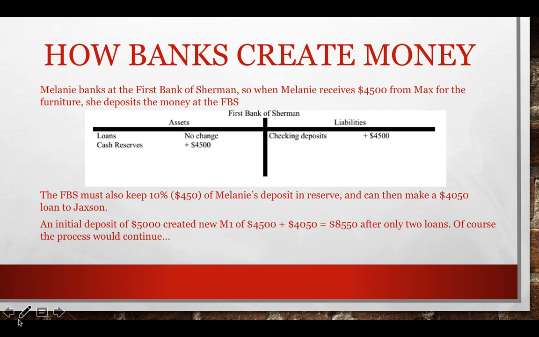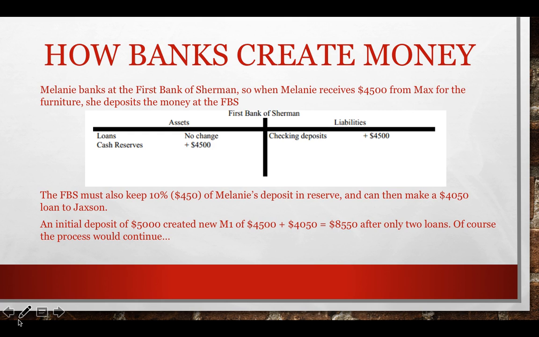Okay? And this will continue on and on until all of that money is lent out. And so just with these initial two steps, an initial deposit of $5,000 will create $8,550 after only two loans. Okay? And so this is how banks create money: they loan it out. Now again, loans aren't real money, right? But remember, M1 is not only cash, it's also checkable deposits. And so the fact that there's money in the bank counts as M1. And this will continue and continue and continue.